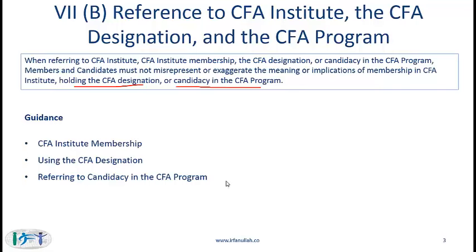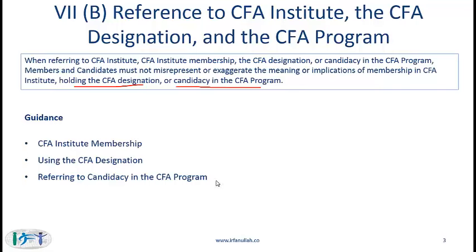I would strongly encourage you to read Exhibit 3 in the curriculum, which deals with the proper and improper references to the CFA designation. And I'll just give you a couple of examples. The rest you must read because this material is quite testable. So here is an example of a proper reference. Completion of the CFA program has enhanced my portfolio management skills. This is okay.